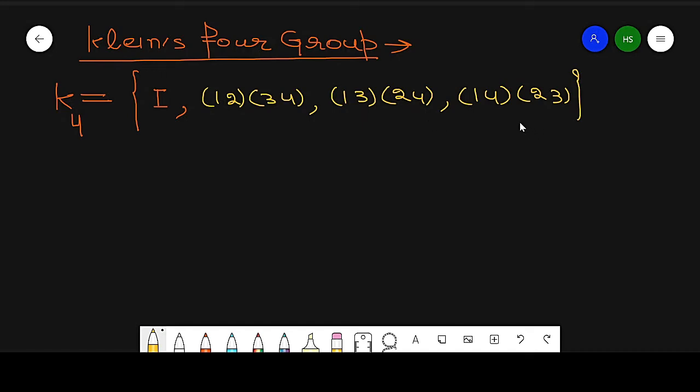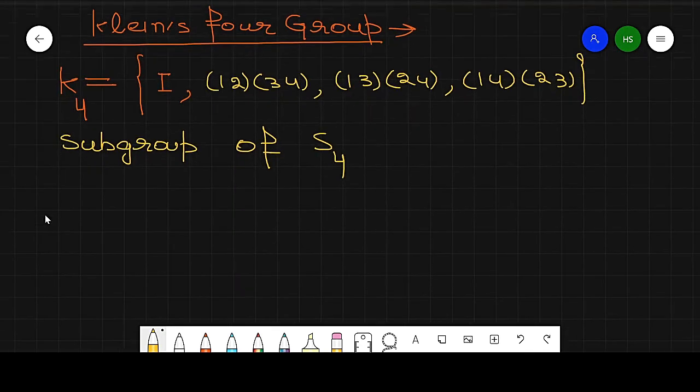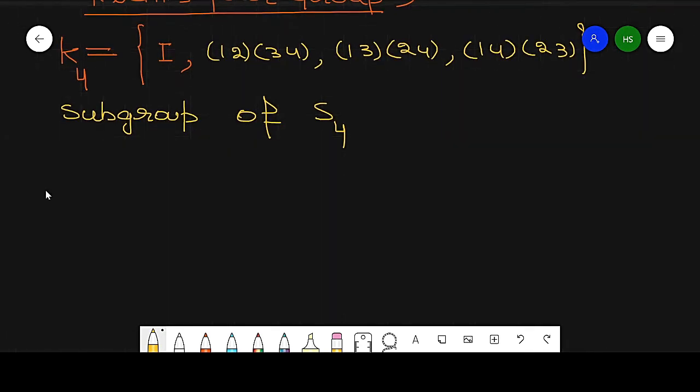So this is a clean 4 group, which is a subgroup of S4. Remember that this is a subgroup of S4. Now, what we notice is that this is a non-cyclic abelian group of order 4.